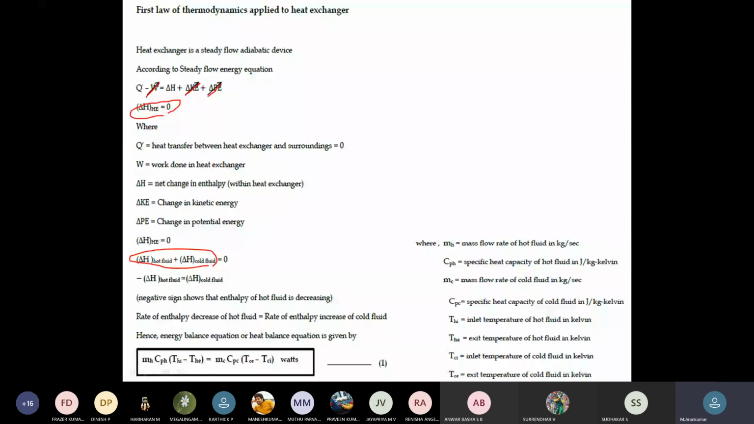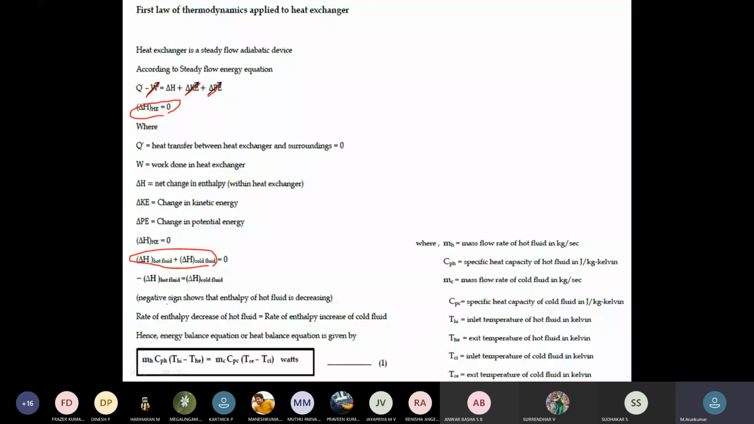We can also write the equation by taking one fluid on one side and the other fluid on the other side, the LHS and RHS. So delta H of the cold fluid will be equal to minus delta H of the hot fluid. This negative sign shows that the enthalpy of the hot fluid is decreasing, as you know very well. In the hot fluid the enthalpy decreases, and that enthalpy is given to the cold fluid. The rate of enthalpy decrease of the hot fluid will be equal to the rate of enthalpy increase in the cold fluid, because the system is insulated.